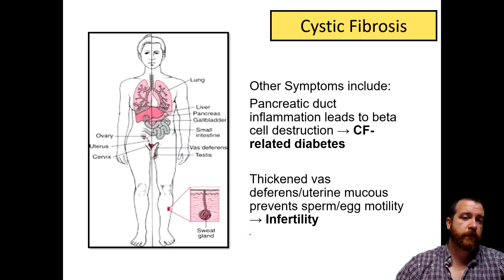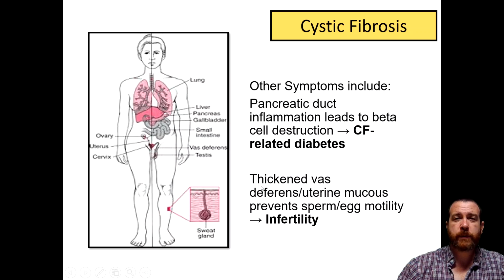Additionally, all of the secretions that are associated with reproduction, if you can't have sperm swim through this or have eggs move freely through your secretions, well, now you're going to be infertile. So most patients with cystic fibrosis can't actually have kids.